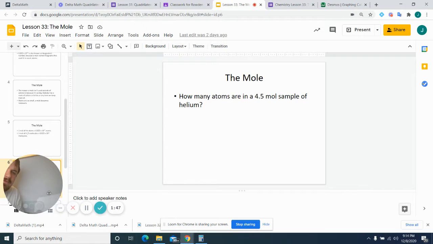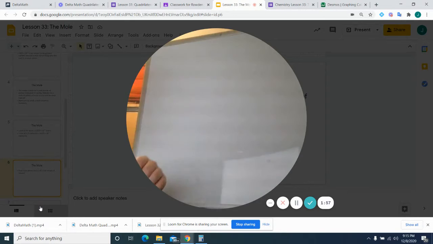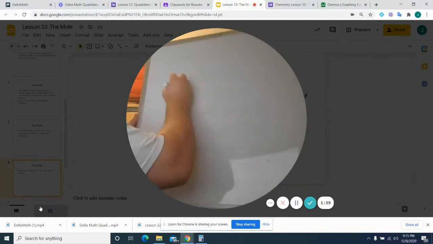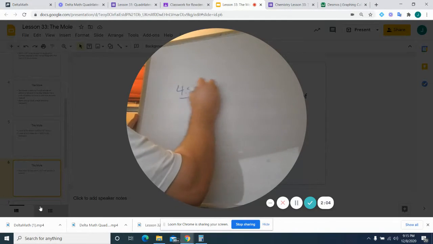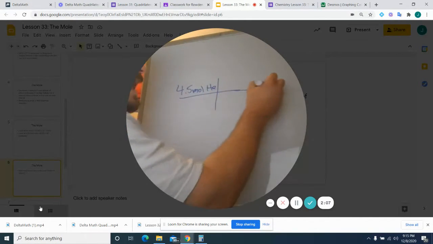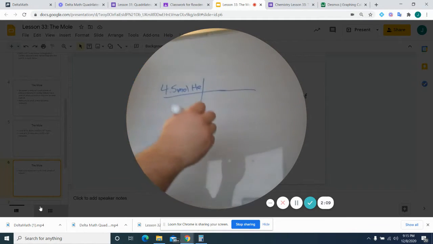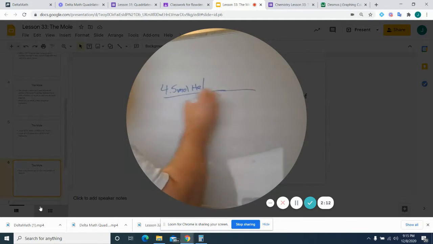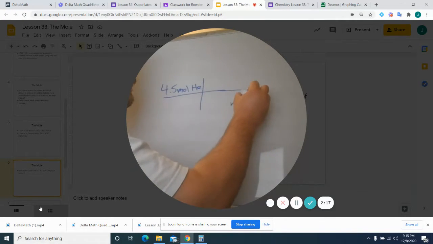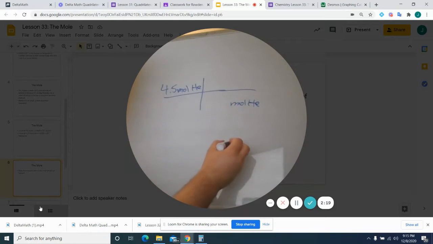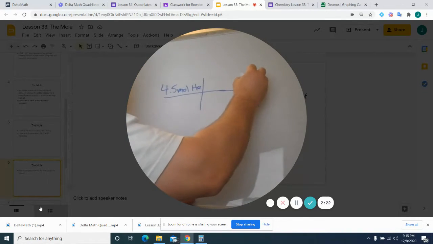So here's what the math is going to look like for this. I'm going to do it the long way, but it's going to be necessary. It says, how many atoms are in a 4.5 mole sample of helium? So what it's saying is if I have 4.5 moles of helium, let's figure out how many atoms that will be. So the way you do this, whatever unit's on top, write that unit on the bottom of the next one over. And then you want to convert it into whatever unit your answer needs to be in.